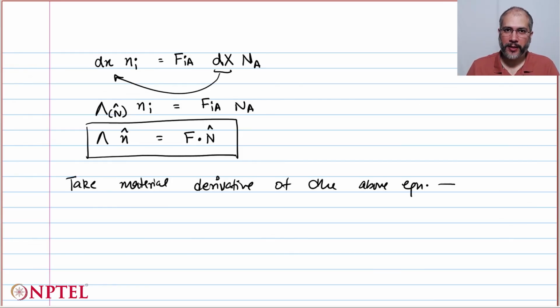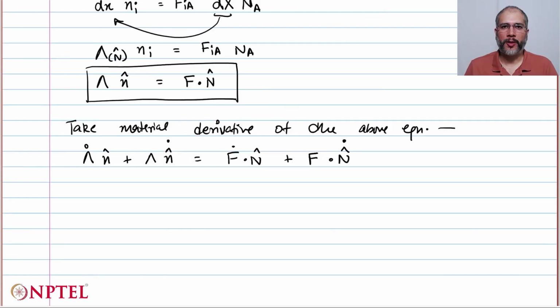So if I take the material derivative of this equation above, what I get is lambda dot times n hat plus lambda times n hat dot equals F dot times N hat plus F times N hat dot. The dot on the top denotes d by dt of the quantity. Now this quantity capital N hat is defined in the material configuration, which is independent of time. So this quantity becomes a 0 because capital N hat does not change with time.